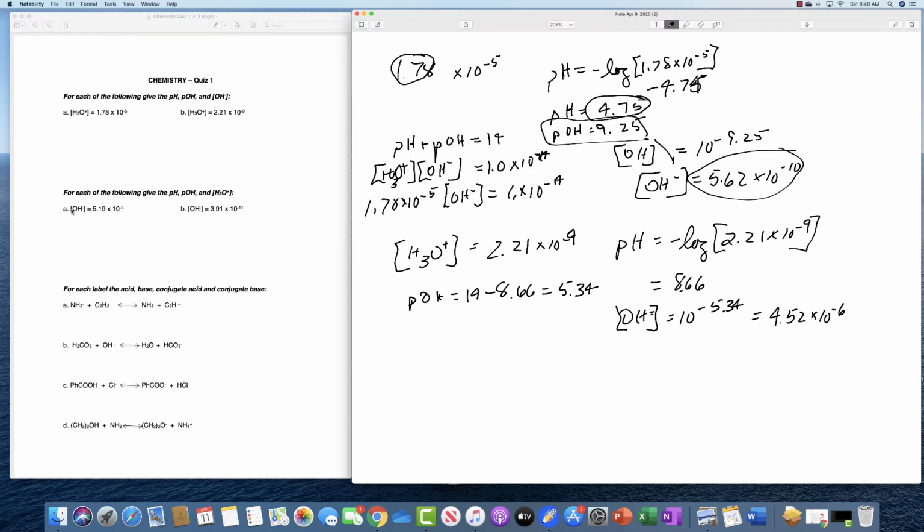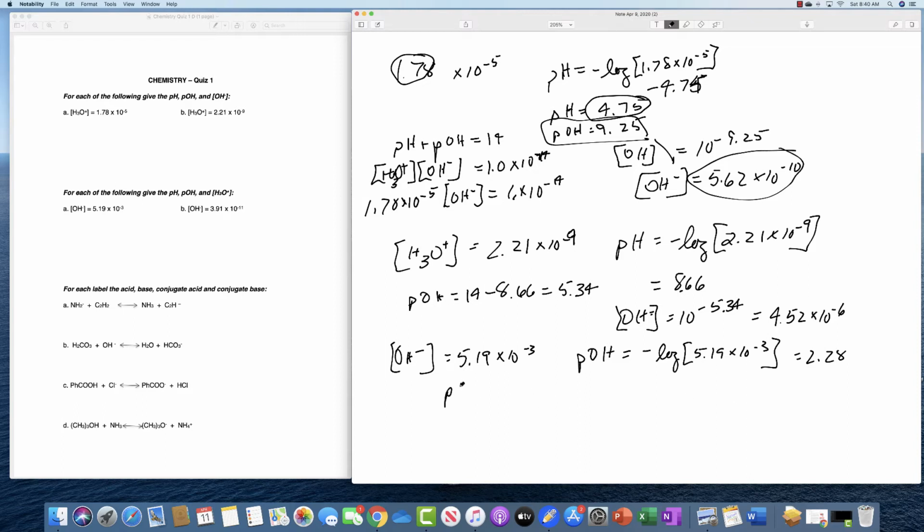Moving down here, just realize that we're not talking about hydrogen ion concentrations anymore. We're talking about hydroxide ion concentrations. And so the hydroxide ion concentration is given as 5.19 times 10 to the minus 3. Because this is the hydroxide ion concentration, you're going to be calculating the pOH as the negative log of 5.19 times 10 to the minus 3. And if you do that, you should get 2.28.